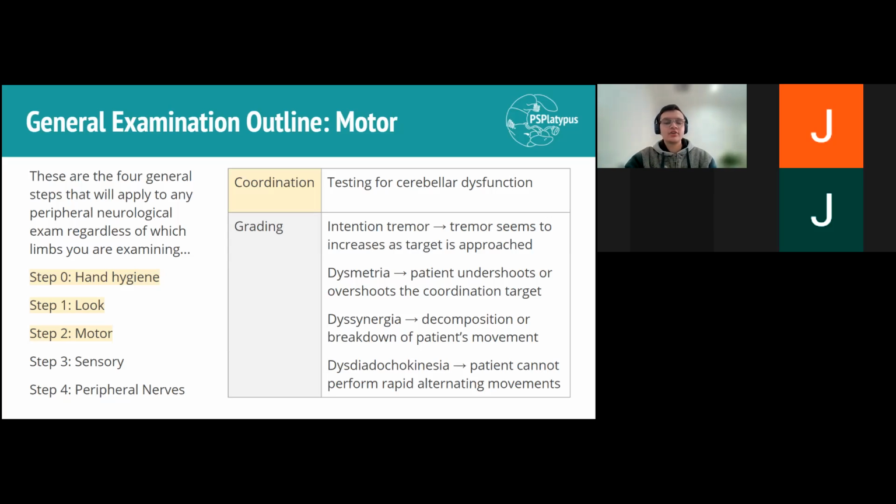Dysmetria is when they either undershoot or overshoot the target that you're setting. So you say, can you just get your finger closer to my finger, and they seem to go further than that, or they seem to not be able to get there. That's dysmetria. Dysenergia is when you just get total decomposition of their movement. So they try and get closer, and suddenly the hand just goes flimsy, or they start to get random movements. That's dysenergia. And this really fancy word, dysdiadochokinesia, is when they're not able to perform RAMs, or rapid alternating movements. Again, I'll show you what rapid alternating movements look like for both the upper limb and lower limb. If they can't do that, then it's called dysdiadochokinesia.